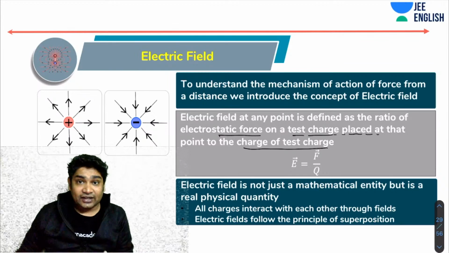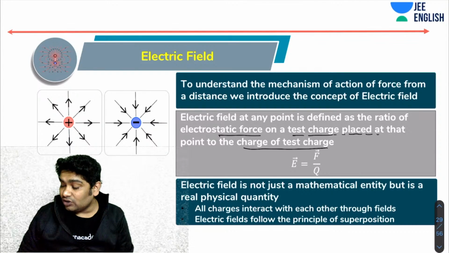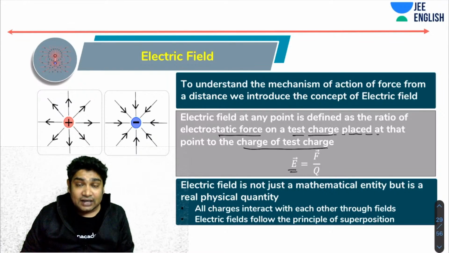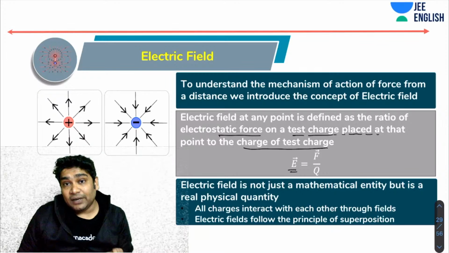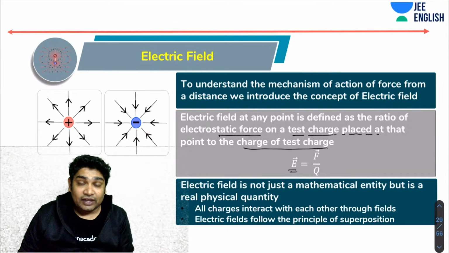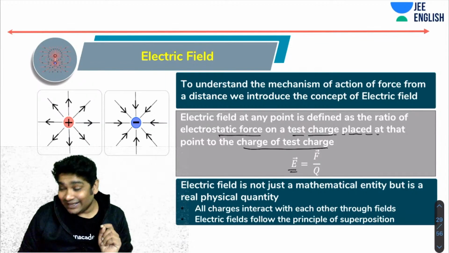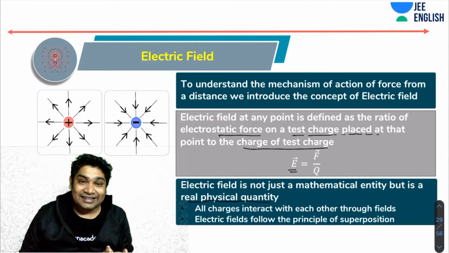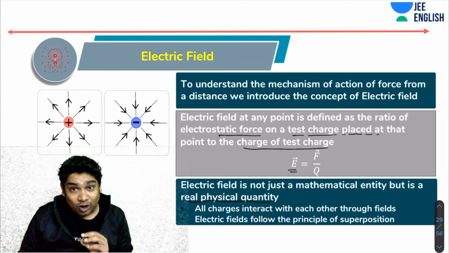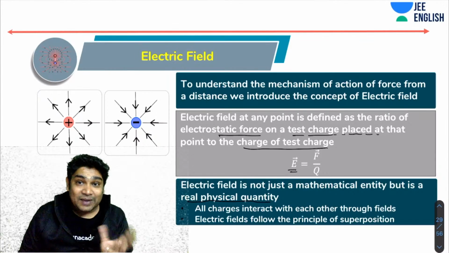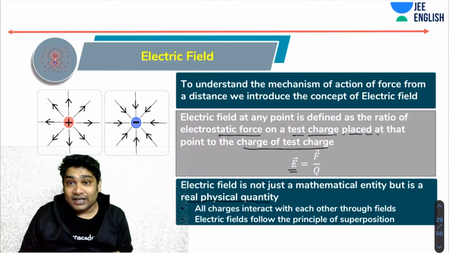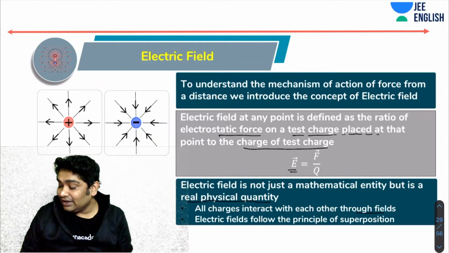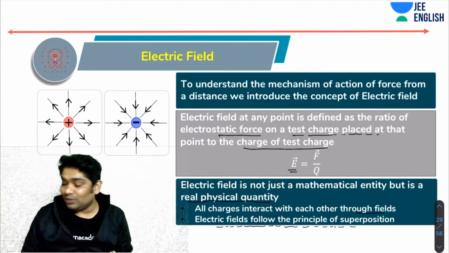Now you realize F is a vector quantity and Q is a scalar. So of course E is a vector quantity. Electric field is a vector quantity. Electric field, though it was introduced to explain the mechanism of action of electrostatic force, turns out to be a real physical entity. Okay. So now we know that electric fields, magnetic fields, and gravitational fields are not just mathematical entities, they are real physical quantities. In fact, all charges interact through these fields, and electric fields follow the principle of superposition.